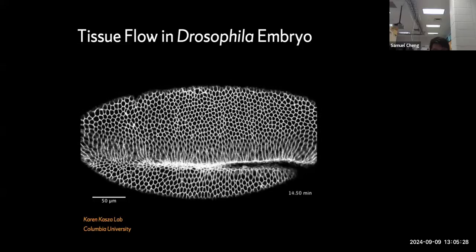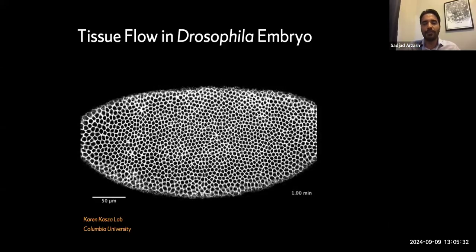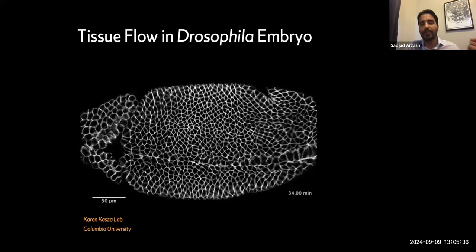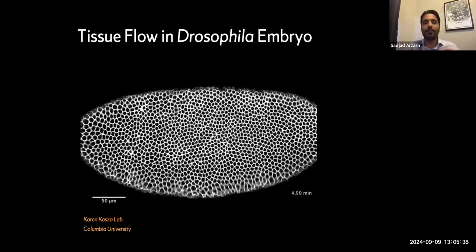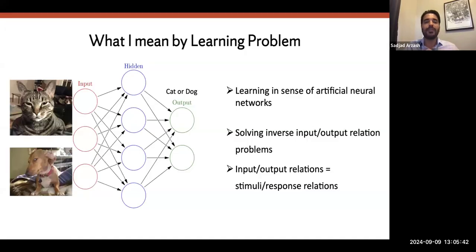So I'm really interested in understanding this problem of development in terms of adaptation and learning, and I'm going to talk about what I mean by that. So of course, we're living in the era of AI. Everyone is probably using ChatGPT or some version of these AI tools.